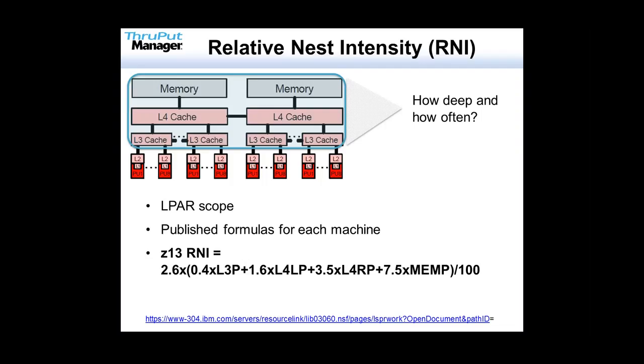Now, because cache structures are slightly different with each machine model, the RNI formulas are also slightly different. The z13 formula is here on the slide, but all the other formulas are available on the LSPR website listed at the bottom of the slide. And don't worry, I'll have that link at the end of the presentation if any of you miss it.